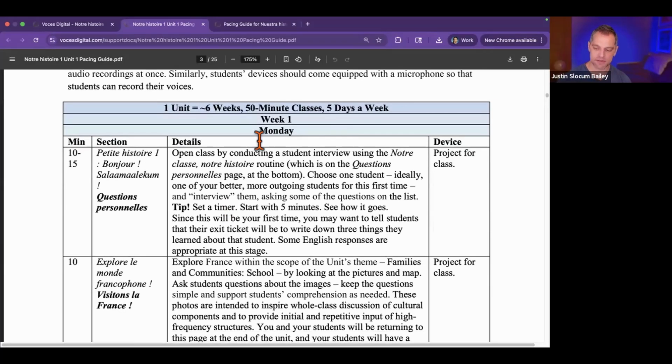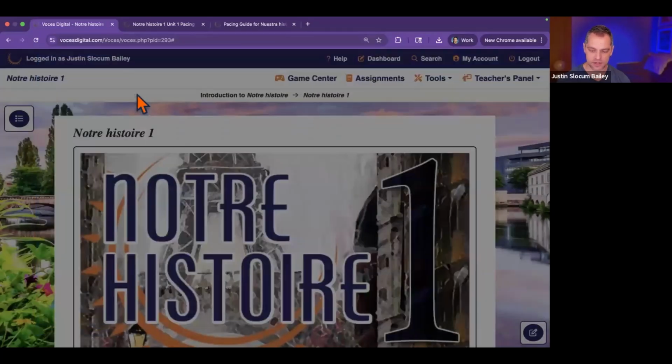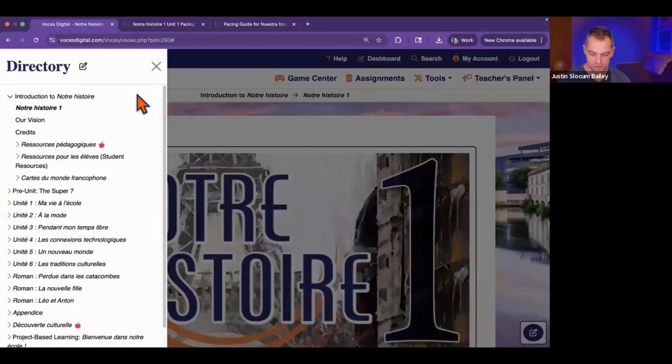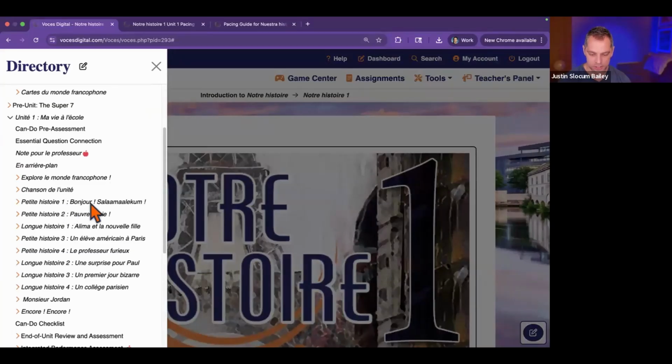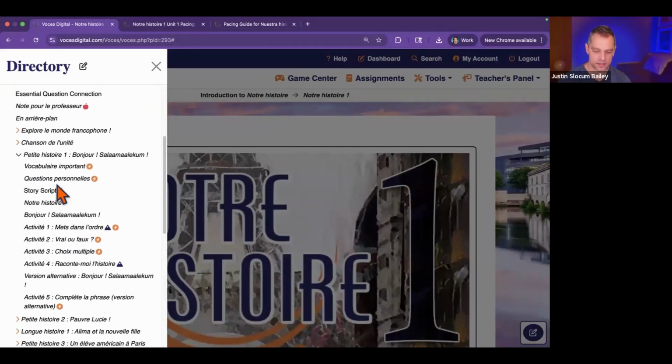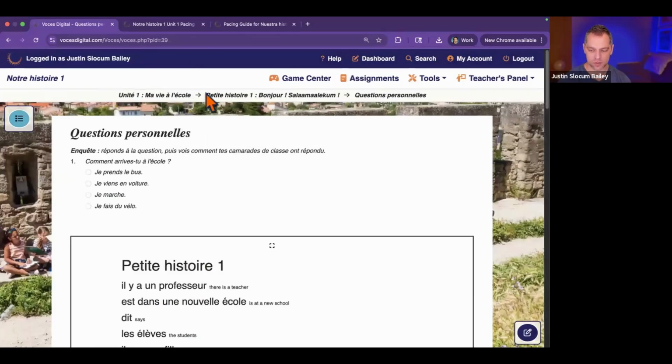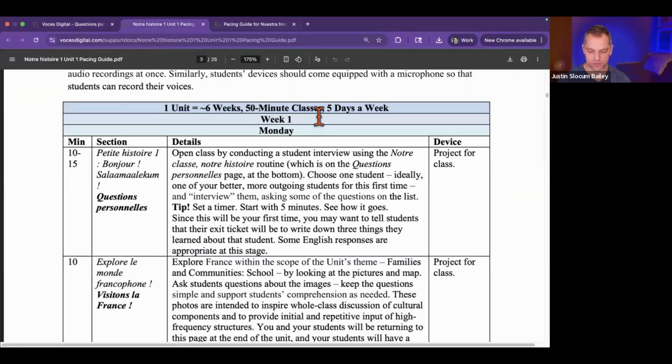And you can see that it gives you week 1, day 1, how many minutes, then which section to open in the directory. So Petite Histoire, the first one, Question personnelle, that's telling you over here in the curriculum itself to go to Unit 1, Petite Histoire 1, Question personnelle. That's what this refers to, right? Unit 1, Petite Histoire 1, Question personnelle.